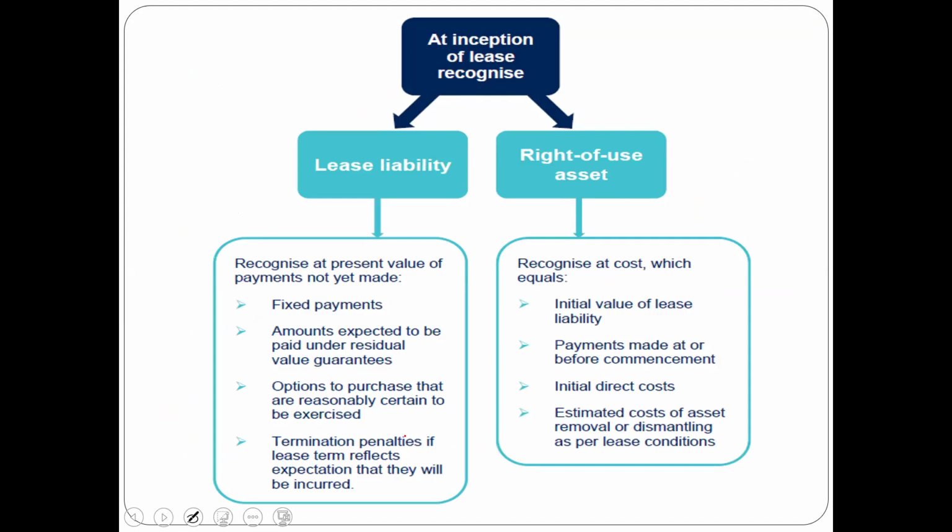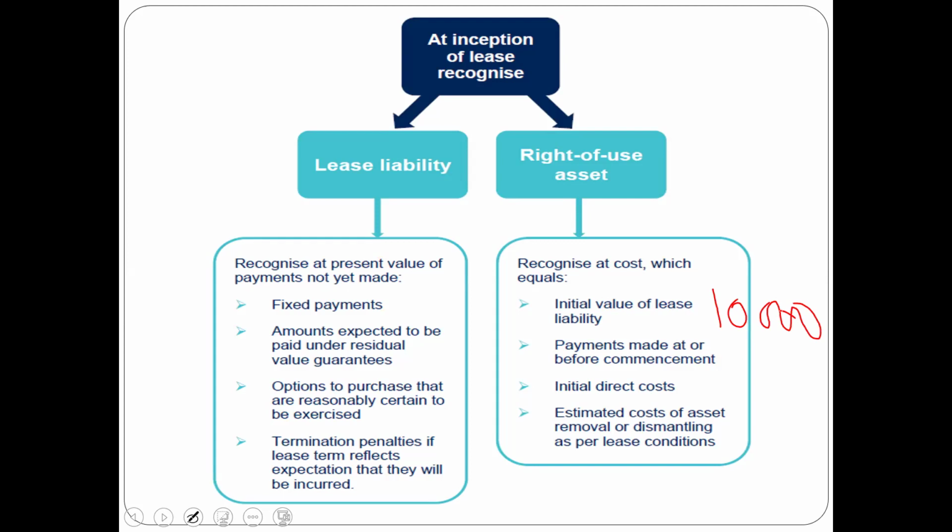So let's start with the right of use asset. What amount are we going to put under non-current asset in our statement of financial position? So we recognize it at cost, which is equal to the initial value of the lease liability. So let's say you have determined that the present value, or if you were going to buy the building today, how much would the owner ask for? Perhaps the owner will ask for 10,000. That is the initial value.